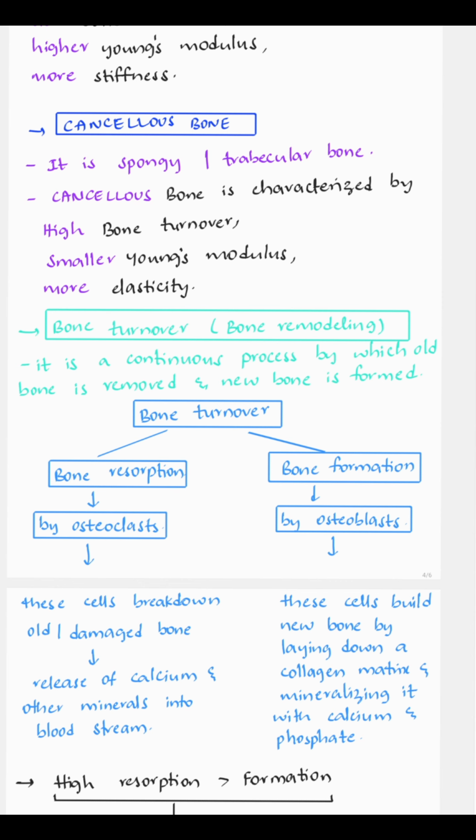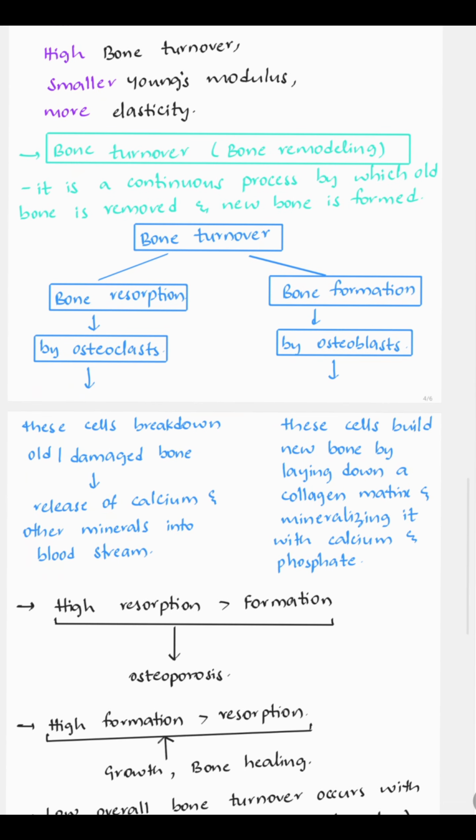Bone turnover. Bone turnover is also known as bone remodeling. It is a continuous process by which the old bone is removed and new bone is formed. Bone turnover, bone resorption, bone formation. Bone turnover is based on these two properties, either resorption or formation, and its balance. Resorption is done by osteoclasts. Formation is done by osteoblasts. First, we shall see the resorption.